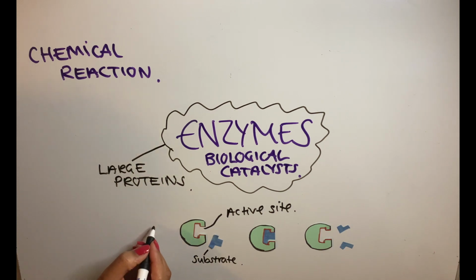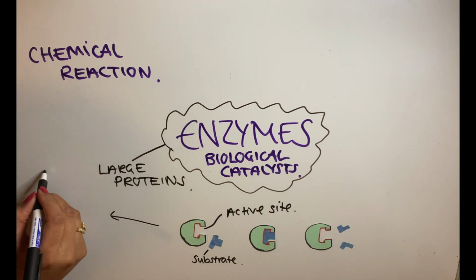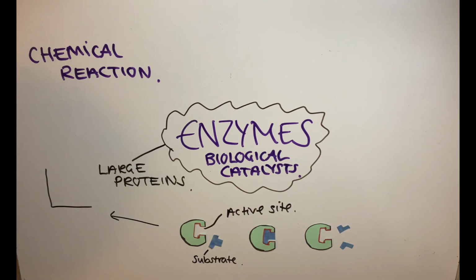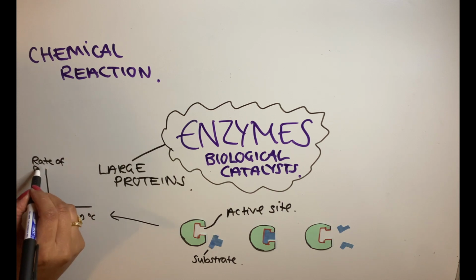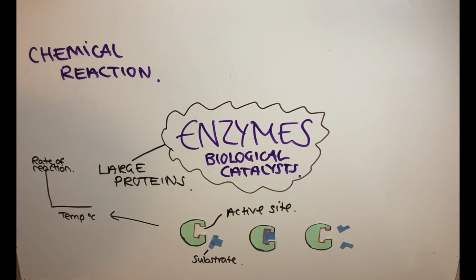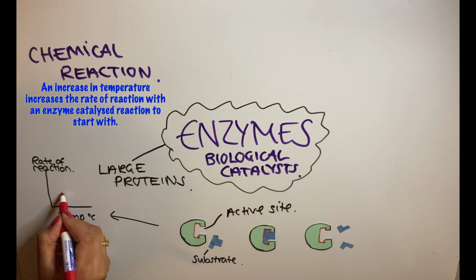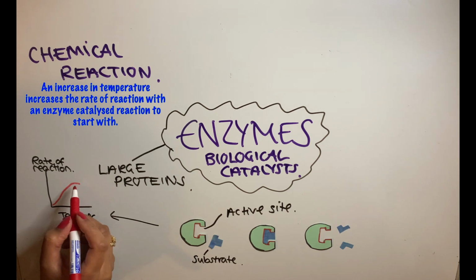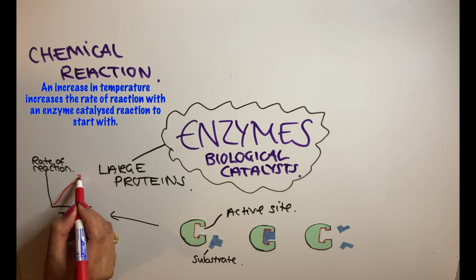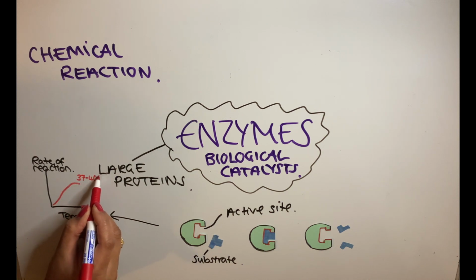Enzymes will only work at particular temperatures. So if we consider a graph where we have temperature in degrees Celsius against the rate of reaction with the enzyme. To start with, as you increase the temperature, the rate of reaction will increase up to the optimum temperature. And the optimum temperature for most living things, we would be looking at round about 37 to 40 degrees Celsius.